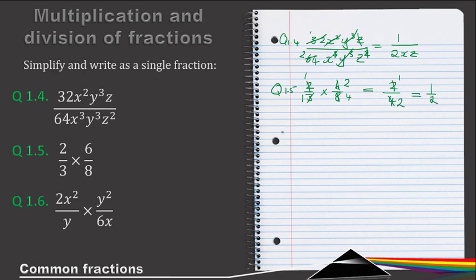And then for question 1.6, 2x squared over y multiplied by y squared over 6x. All right, so once again, I'm just going to start by cancelling. I've got these coefficients where 2 can go into itself once and into 6 3 times. Y cancels at the denominator and with one of the y's at the numerator, and then x here can cancel with one of these x's over here.